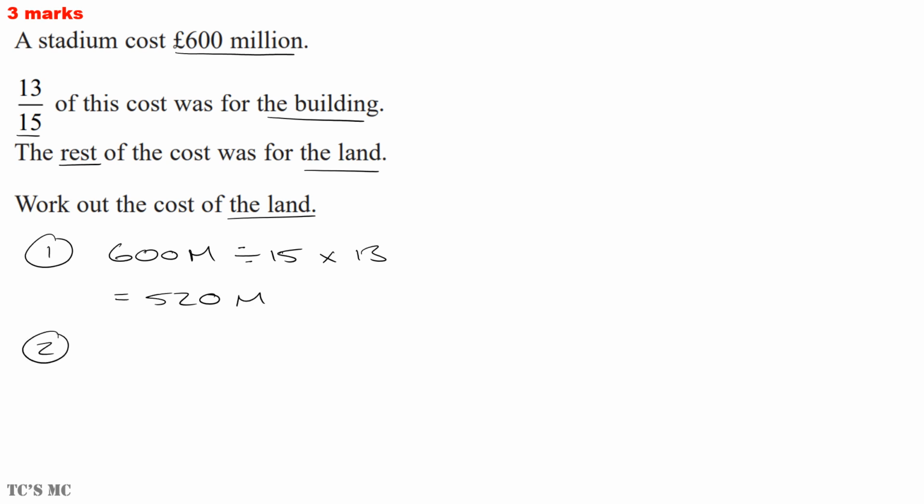Step 2, it does say that the rest of the cost was for the land, so we need to do 600 million subtract 520 million. And now we have a second mark. This gives us 80 million. That means for the third mark we need to say that the cost of the land was £80 million.